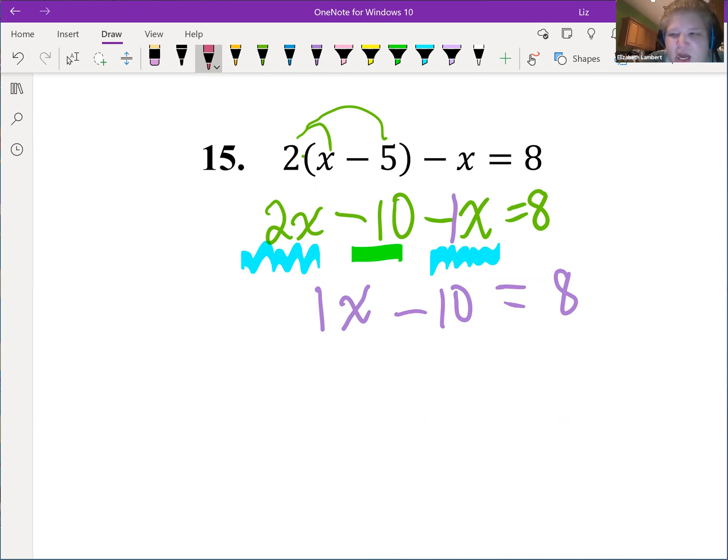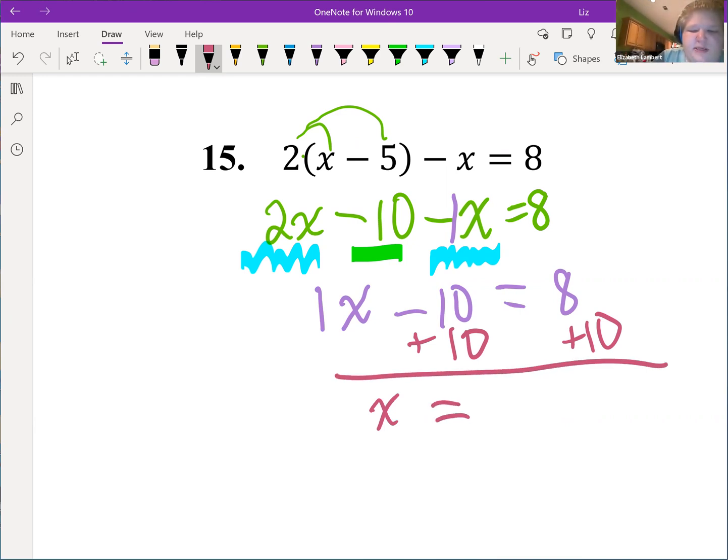So now I want to undo minusing 10, so I will add 10. 1 times x is just x. And 8 plus 10 is 18.